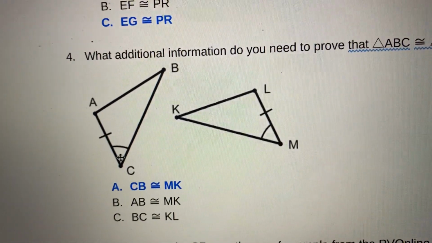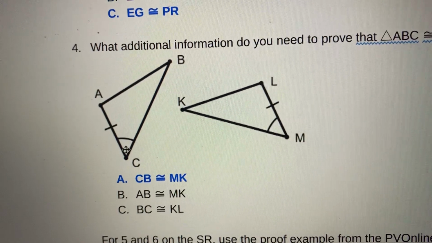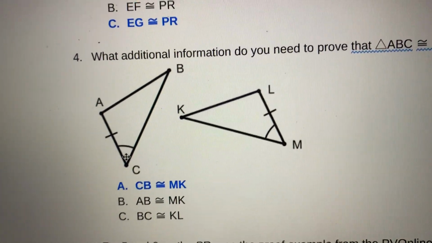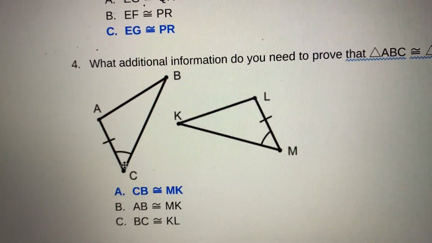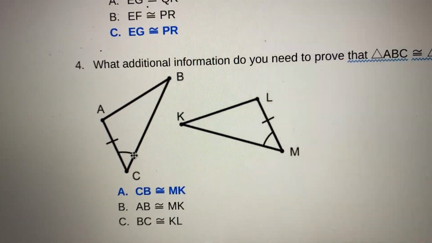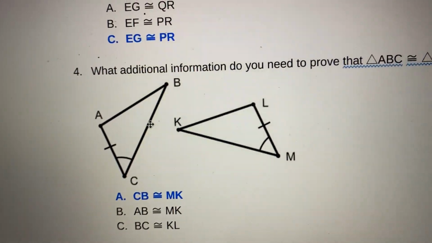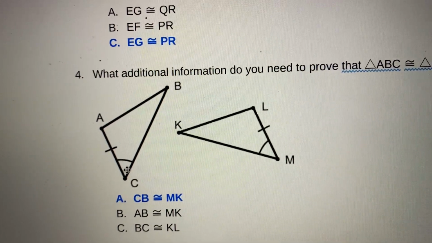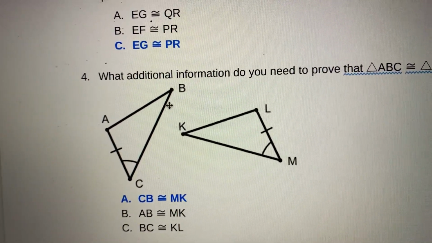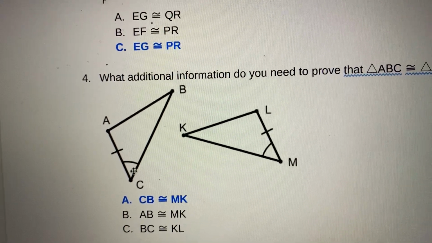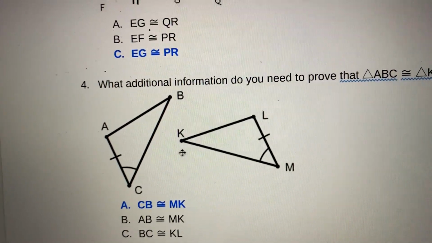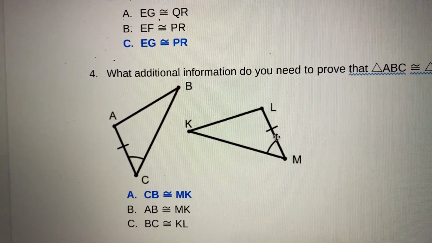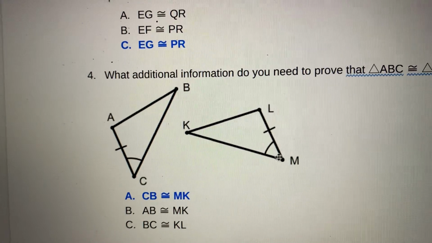So we know we're not going to use side, side, side. We're going to use side, angle, side because we have one angle in there. Remember that the angle has to be in between the two sides. So the side we're looking for is going to be next to the angle that's marked. We're looking for CB, because that's in between this angle and this side, and KM, which is in between angle M and LM. Okay, so that's the one we're going to be using.